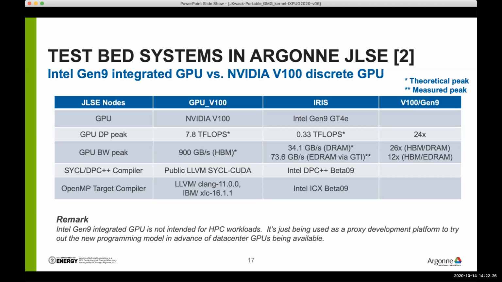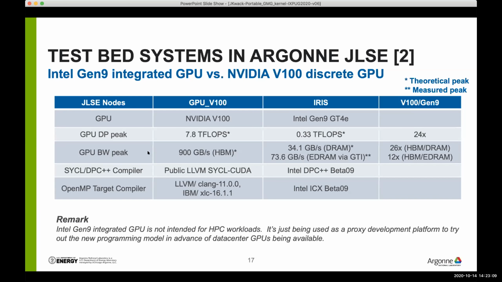So the comparison between the V100 and Gen 9 is not a fair comparison, because one is discrete with very many SMs, and the other is an integrated GPU with fewer EUs. But still, Intel Gen 9 has very similar base units, which are EUs, sub-slices and slices. So probably understanding the performance characteristics on the Gen 9 GPU is good for understanding the characteristics on an Intel discrete GPU in the future. So this is a simple comparison. The double precision peak flop rates are 7.8 teraflops and 0.33 teraflops. So approximately we have a 24x difference between the Iris and V100.